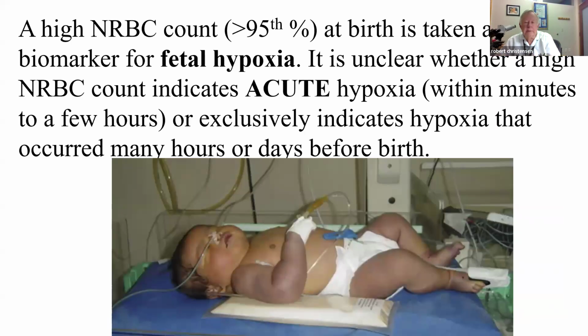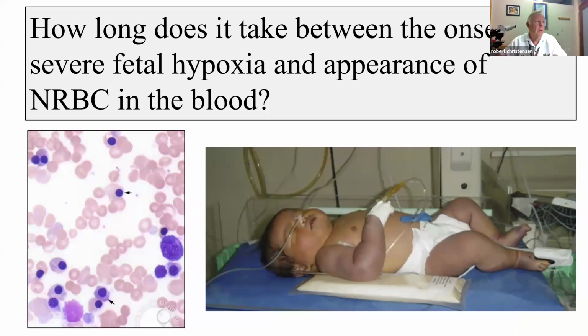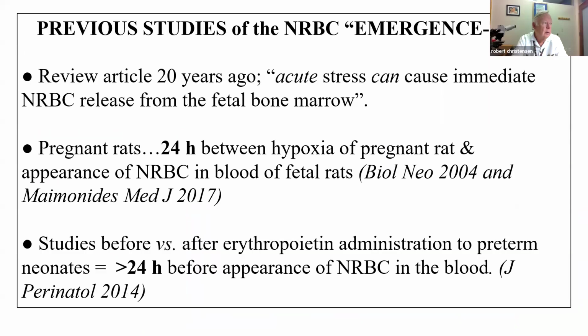A high nucleated red blood cell count has been in the literature for decades as a potential biomarker for fetal hypoxia. But it's unclear whether a high nucleated red blood cell count indicates acute hypoxia, something that just occurred a few minutes before delivery, or exclusively indicates more chronic hypoxia, something that started many, many hours or even days before birth. So, how long does it take between the onset of severe fetal hypoxia and the appearance of nucleated red cells in the blood? There have been several publications on this.